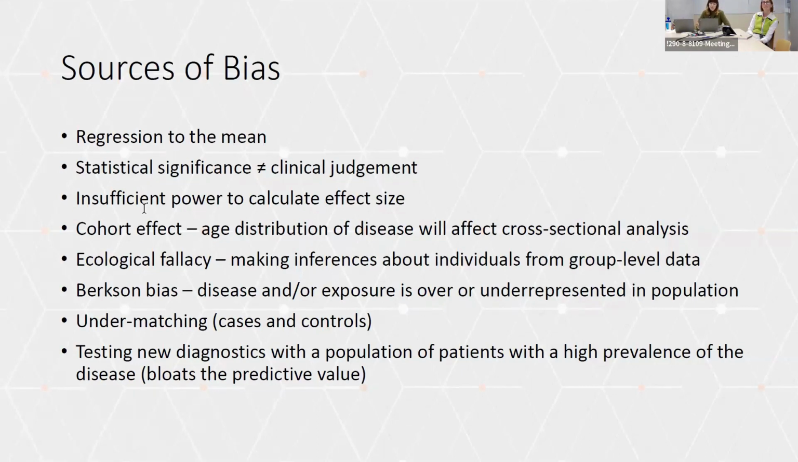Berkson bias is when your disease or exposure is over or underrepresented in a population. This is something that happens when you're looking at hospital data, and you need to be aware of this. You're probably going to have an overrepresentation of people with certain diseases or conditions simply because you're looking at a hospital and you're not capturing people who are not going to the hospital. So there's going to be some differences.